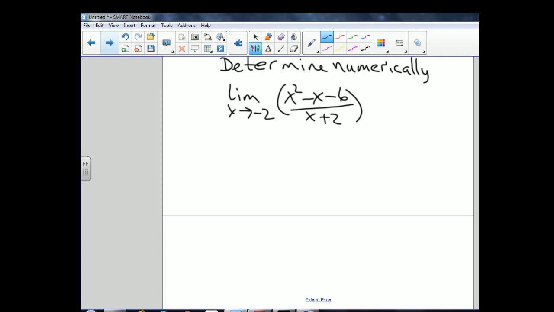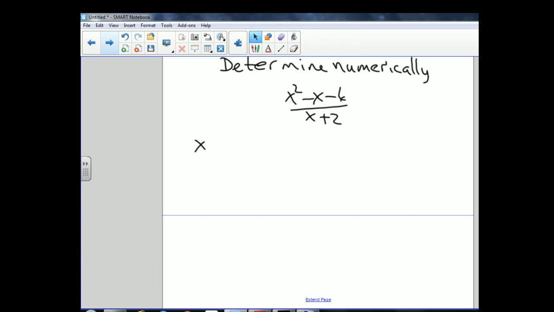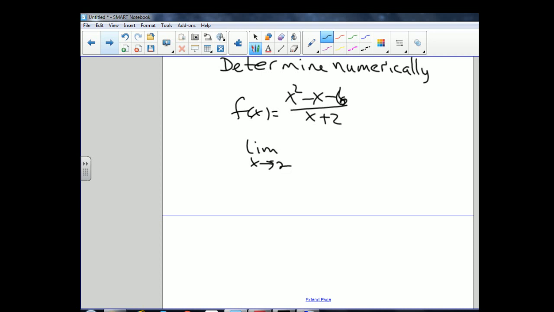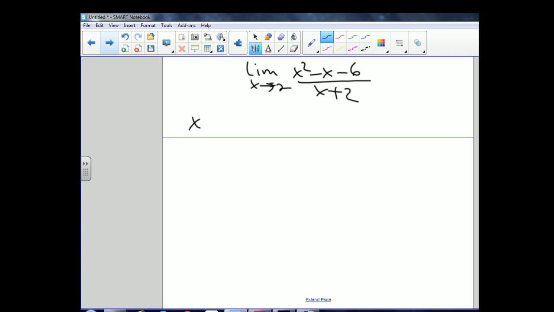So what you're going to end up doing is plugging this function right here into y1 as f of x, in order for us to determine the limit as x approaches -2 of x squared minus x minus 6 over x plus 2. So how are we going to do that? We're going to fill in a table.